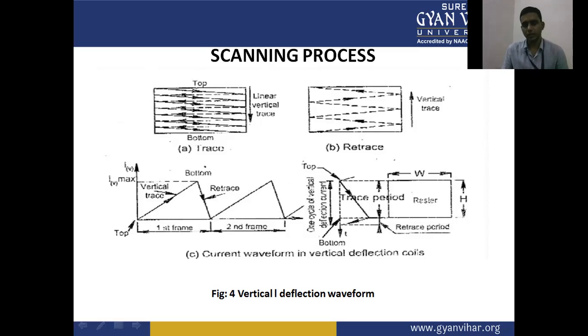In figure B, we have a retrace period, which is shown as a dotted line from bottom to top. And the current waveform for vertical scanning with time is shown in figure C, that is top to bottom and bottom to top. Bottom to top is known as the retrace period, and top to bottom is known as the vertical trace period.